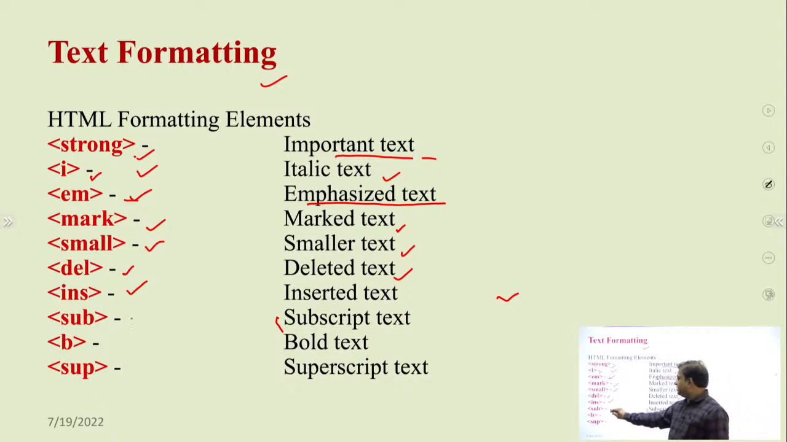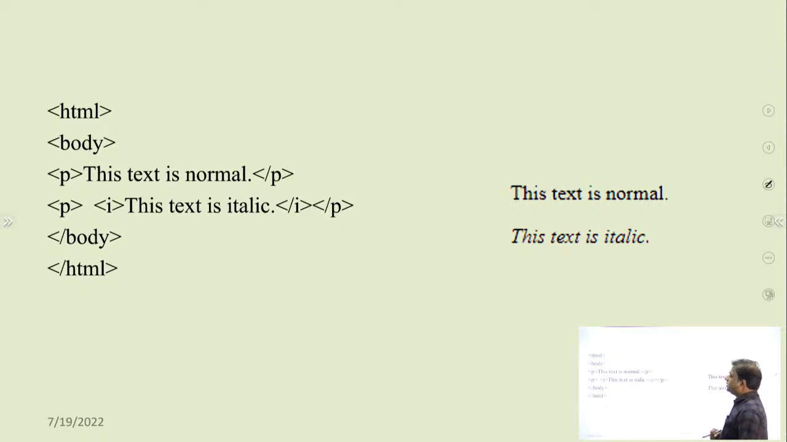Next is SUB, that means the subscript of text. Bold: if you want to make a letter bold, you can use this bold tag, that is B. SUP is superscript text. So these are basically the text styles which you use in MS Word. All these facilities are available in MS Word, and we want to use them with the help of HTML tags. So let me introduce certain tags with the help of examples, so that you can understand what each is actually doing. For example, this is the first one.